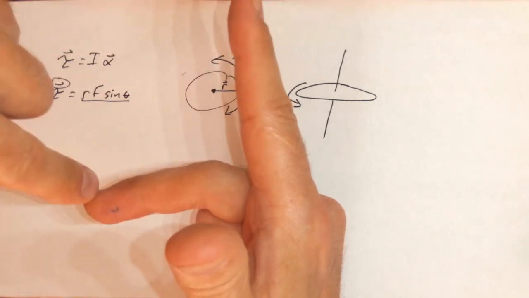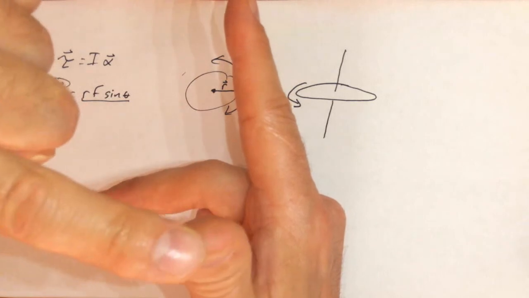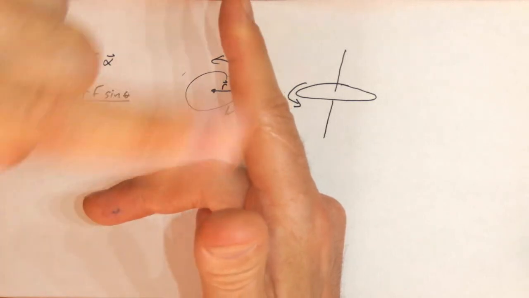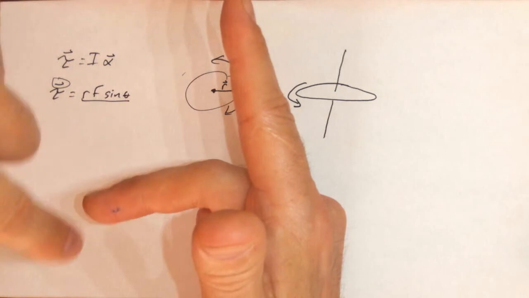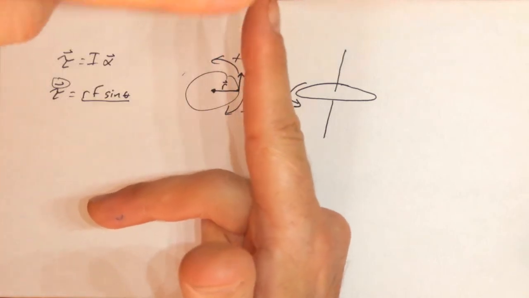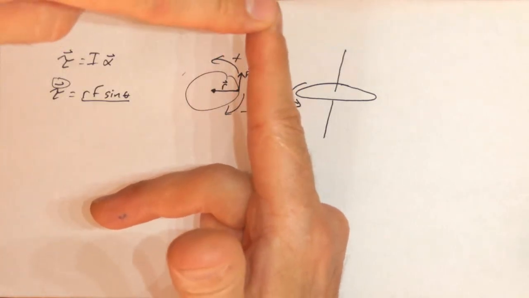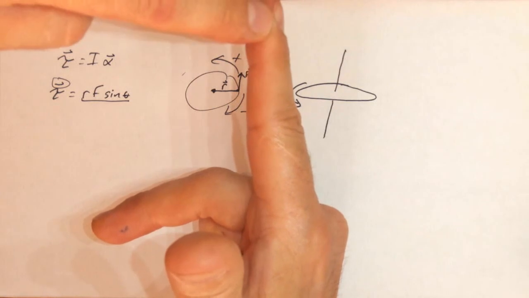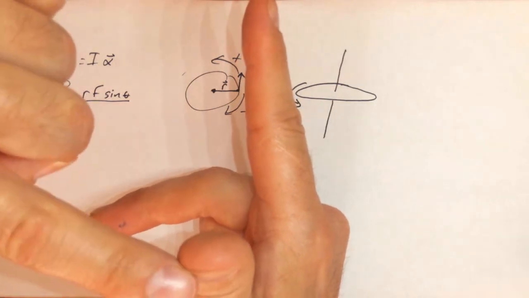Thumb to this finger, to this finger, this finger to this finger, or this finger to this finger. Okay, it just matters that you go this direction. So I'm going to always use it. I think it's much easier to use it this way. Okay, so if this is r, this is f, then this is the direction of the torque.